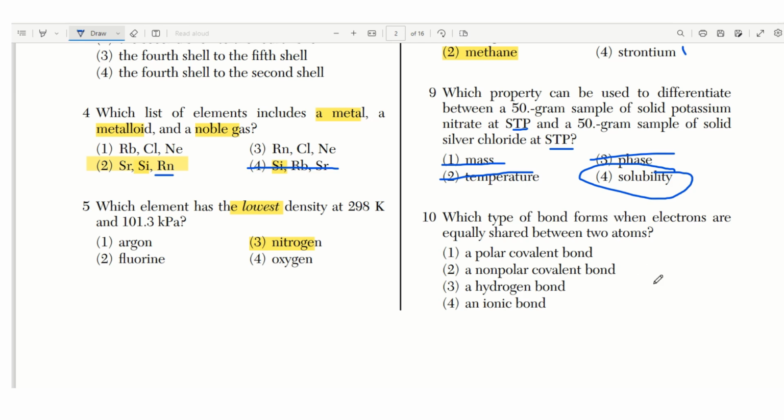Which type of bond forms when electrons are equally shared? Okay, so first of all, sharing is covalent, right? So I'm at a 50-50 chance. Equally shared is non-polar. So number 2.